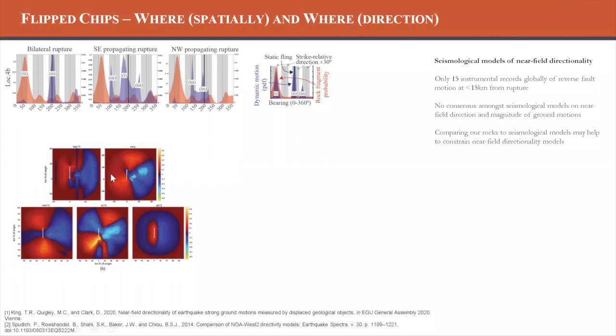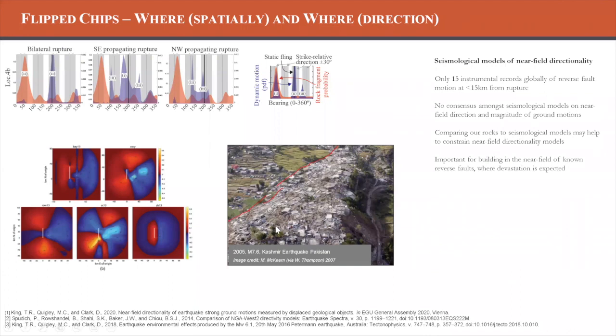We're hoping that our rocks might be able to help constrain some of these models for the near field of reverse earthquakes. And it's particularly important for reverse earthquakes for engineering, because as we've seen in a bunch of cases, including the Kashmir earthquake in Pakistan, the hanging wall gets offset and it experiences this really intense shaking in the near field compared to the footwall, which you see here, which is barely touched. So if you're engineering in the hanging wall of a known reverse earthquake, you need to know what the strong ground motions look like. So we're hoping that in Australia, we have this unique record of environmental and geological damage in the near field, which might help boost the instrumental records globally.